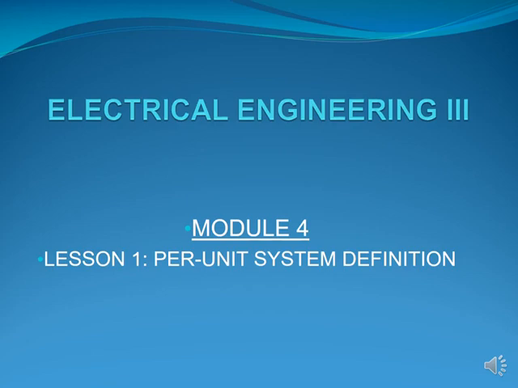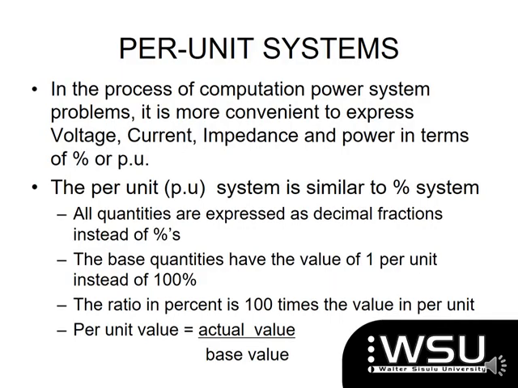So this is now our fourth module of the course, and this module deals with what we call the per unit system. This first part, which is your lesson one, is really going to be talking about what it is, this per unit, or how it is even derived so that we get to it. It's actually just a simple process that is supposed to assist us in computing your power system problems.